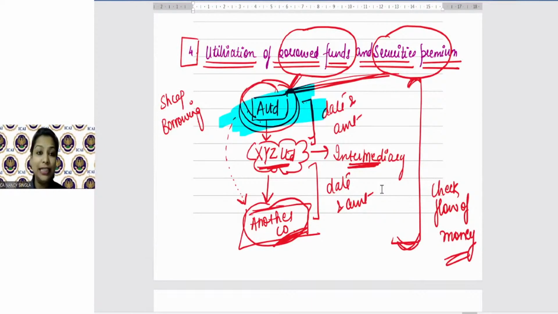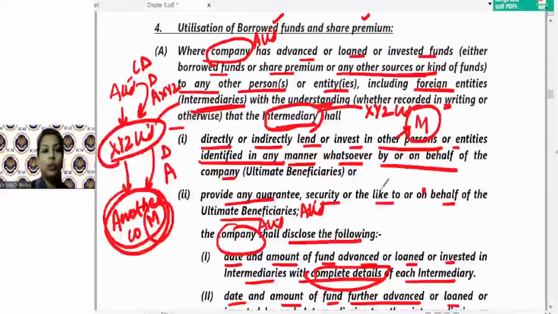So Dhyanesh, the ultimate beneficiary is A Limited, and for that reason another company too. So ultimately transactions are happening between the other company and A Limited. Is it clear? Okay. So let us have a look at the module again.